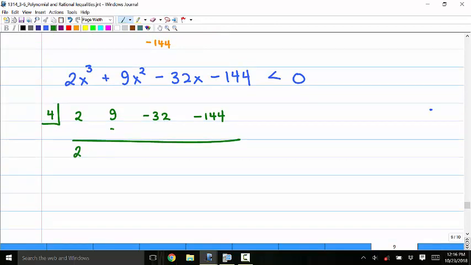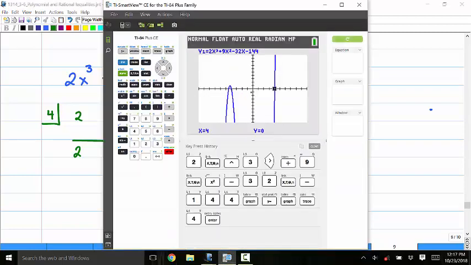Two times 4 is 8. Oh boy. I don't do arithmetic. 17 times 4 is 68. 68 minus 32 is 36. 36 times 4 is 144. That's a good thing because our remainder is 0. Back on your calculator, what's another guess?